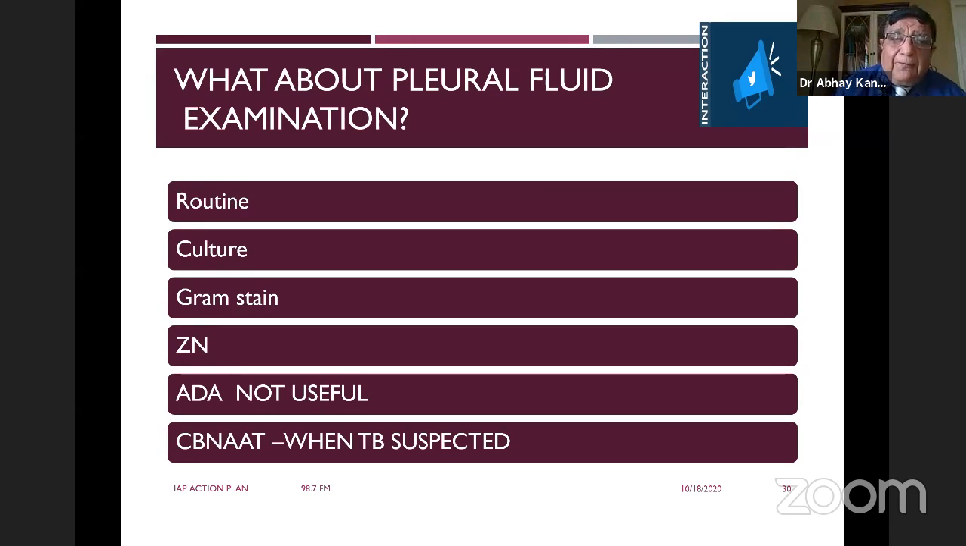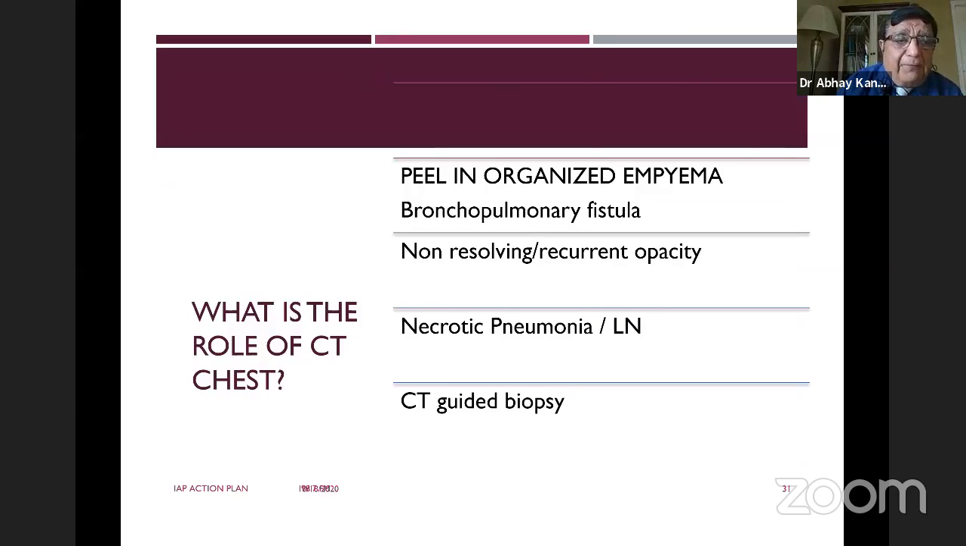The common tests performed on the pleural fluid are the routine examination. Always send it for culture. Always send it for gram stain for organisms. ZN stain is required in suspected tuberculosis. Again, like CSF, ADA has not been very useful and should not be resorted to. When TB is suspected, we have a very good tool now, CBNAAT, and we have to do CBNAAT upfront in a suspected case of tuberculosis. These are the common investigations required in a case of pleural effusion.